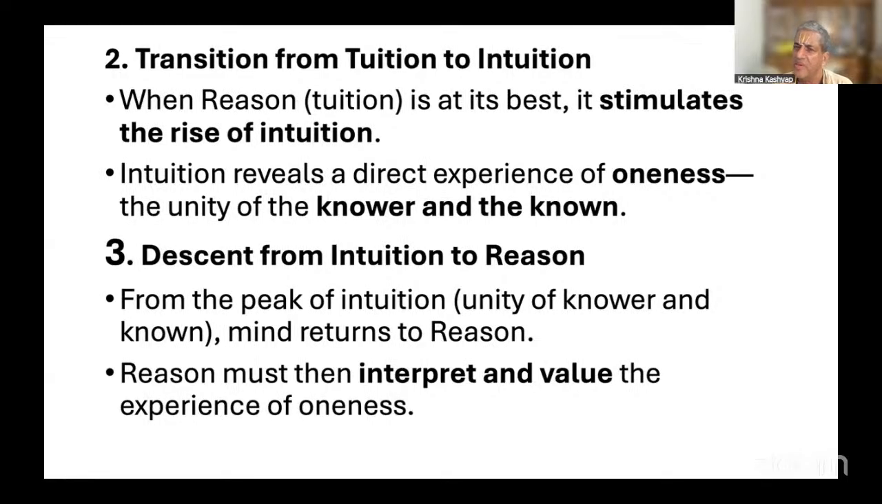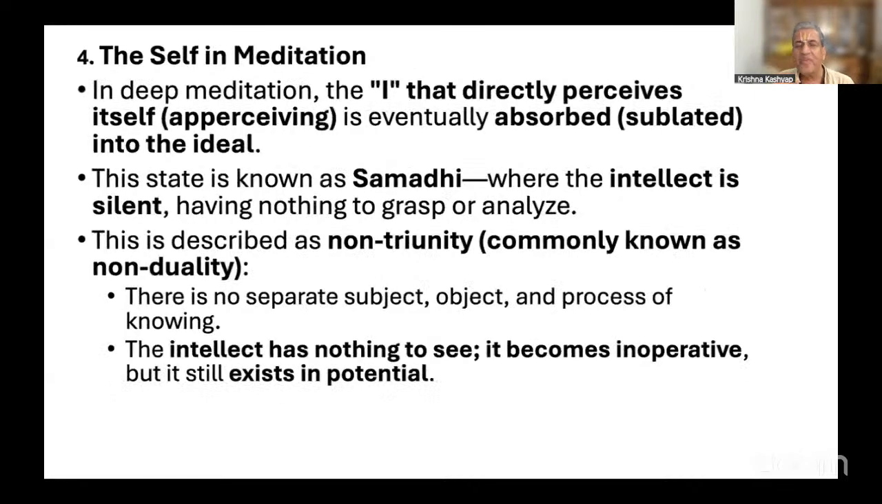There's something different. So let us try to understand this. Self in meditation, that is, self is me, I, right? And in meditation, what happens? That I directly perceives itself. It is a perceiving self. That means I am always aware of myself, but it is absorbed into the ideal, which is the object of knowledge, which is usually the Paramātman. So it just gets absorbed into Paramātman while in meditation. But it is apperceiving. That means it is perceiving itself.